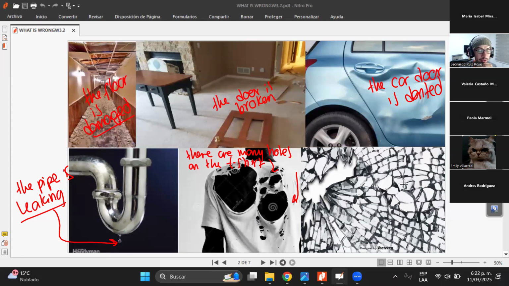And the last one, what about here? What are the problems here? It could be the window is broken. Yeah, maybe. One possibility is that the window is broken. Any other possibilities?